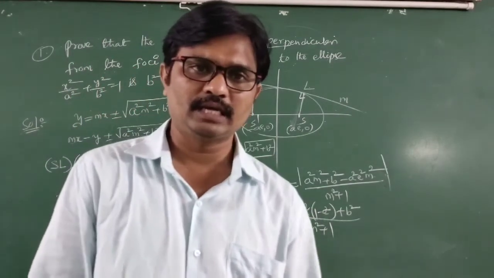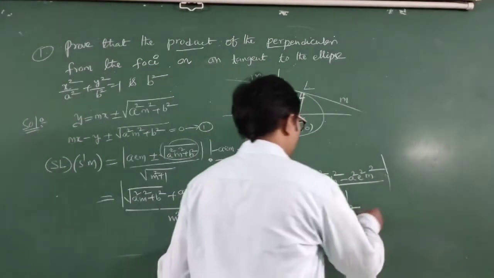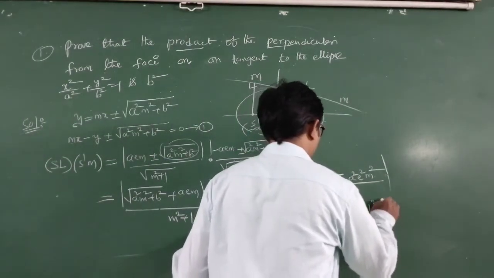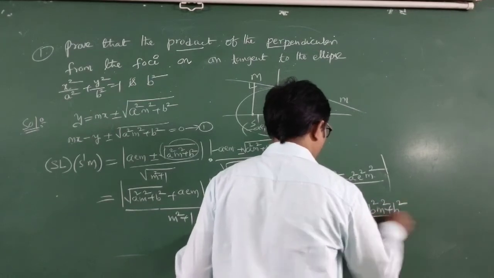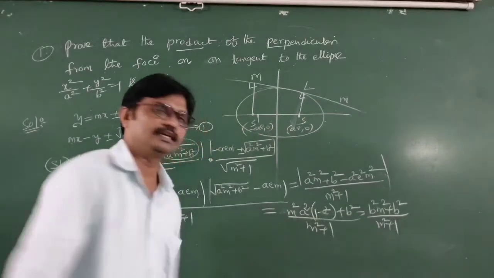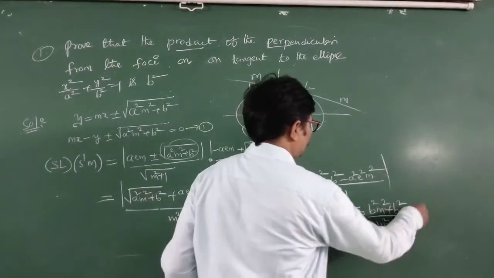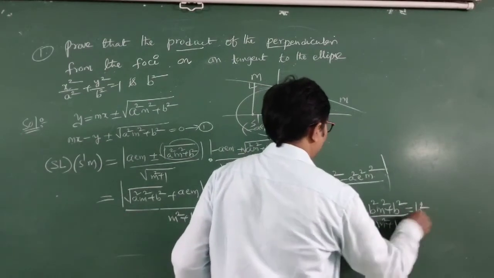What is b square? a square into 1 minus e square. So students, this is b square m square plus b square upon m square plus 1. Now we are taking the common b square. Now the m square plus 1 and m square plus 1 cancel. This is b square.